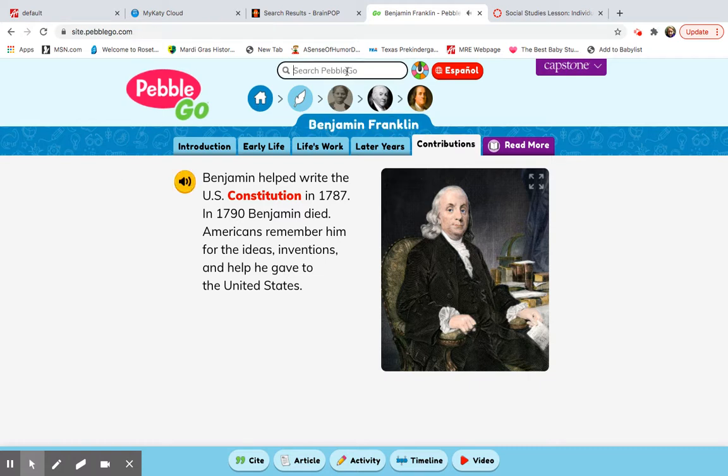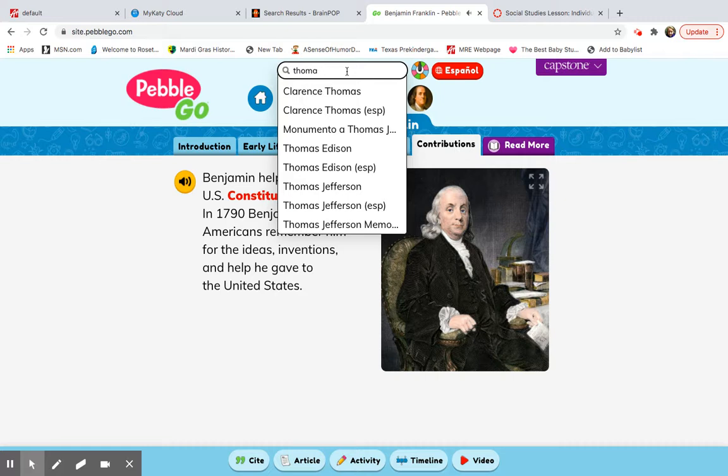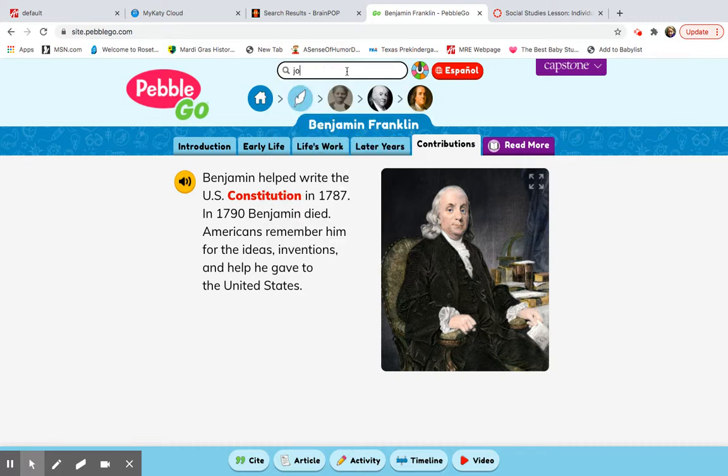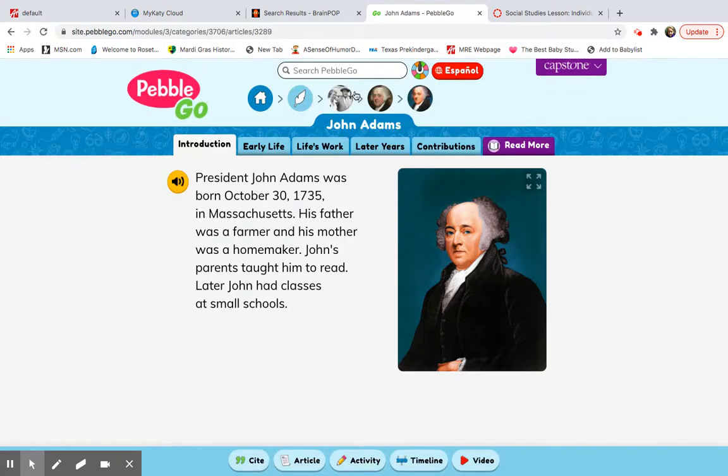Alrighty. Biographies. Presidents and First Ladies. The last founding father we're going to talk about is John Adams. President John Adams was born October 30th, 1735, in Massachusetts.